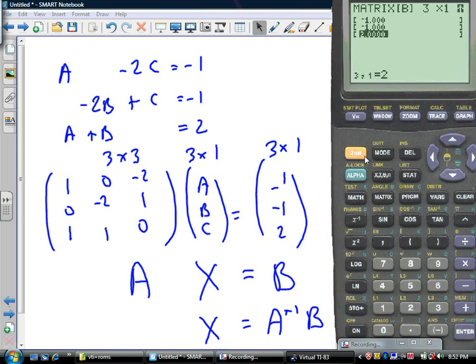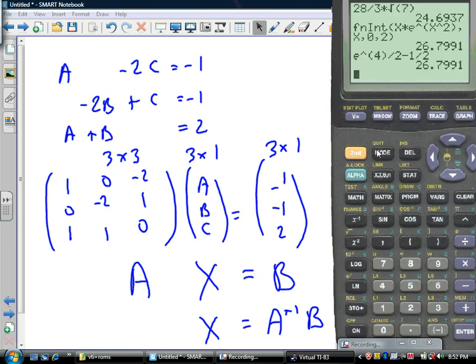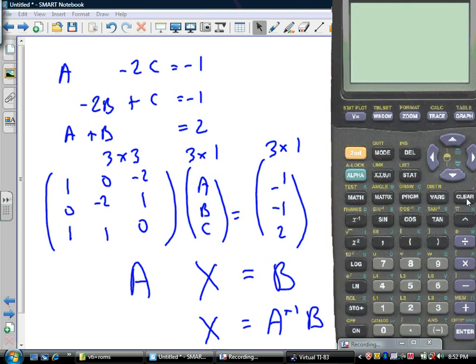You ready? Do second quit to get out of the screen, to the home screen, right? You might clear stuff. All right, I just typed in this. Okay, you ready? It's matrix 1, or A, inverse, times matrix B, or 2, enter, enter.